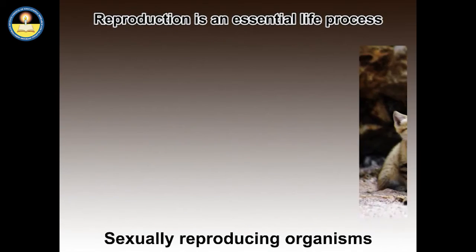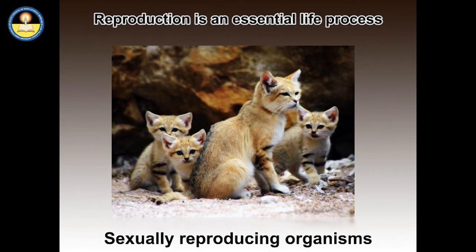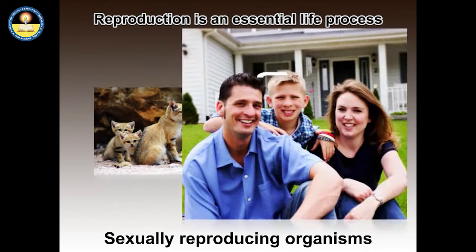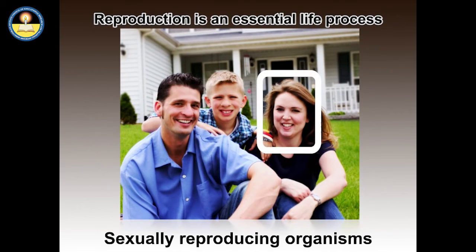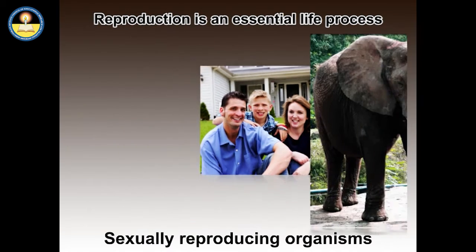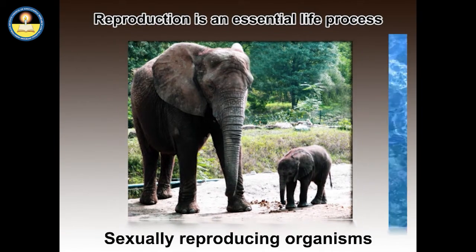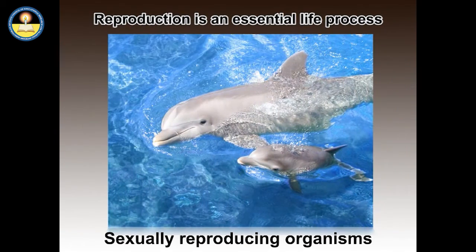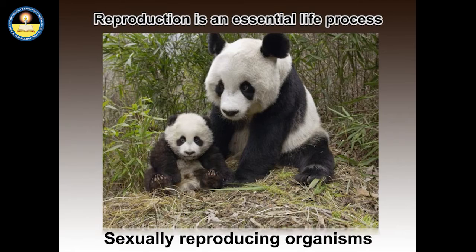In sexually reproducing organisms, the new individual receives half of the genetic information from its mother and half from its father. Sexually produced offspring resemble but are not identical to either of their parents.